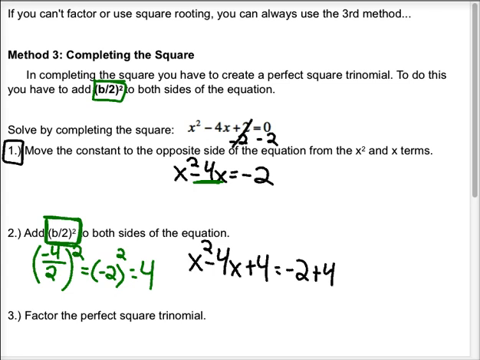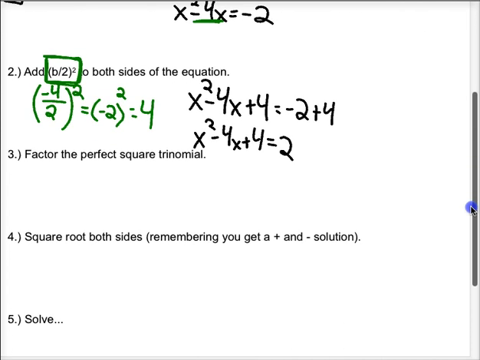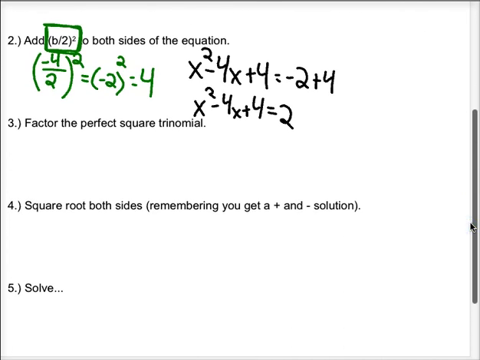The nice thing is we can make it look a little bit nicer because we know that negative 2 plus 4 is going to give us a positive 2. So this is what we have so far. Now the reason this is so important, the reason that we chose that 4 is because that actually factors.